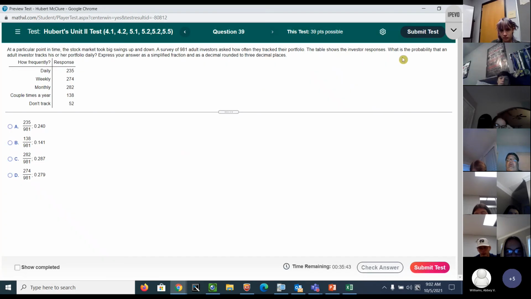And this one says, what is the probability that an adult investor tracks his or her portfolio daily? Well, that'd be 235 out of 981. 235 over 981. Somebody do that in the calculator. Tell me what you get. I think it's going to be 0.24, but somebody help me out. 235 over 981. It's 0.24. And that's it.